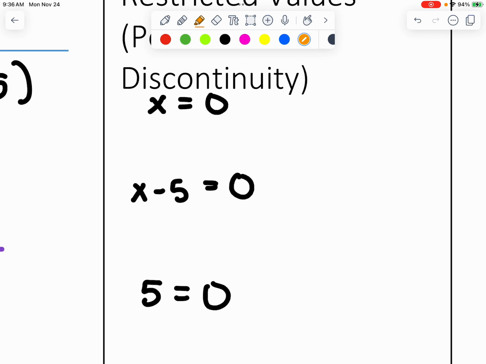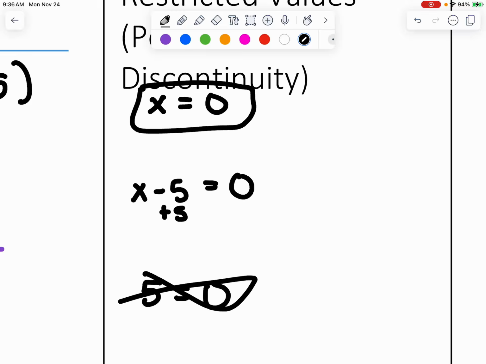They're setting all their denominator factors equal to 0 and solving. So x equals 0 is already solved. X minus 5, make sure you guys add 5, and then 5 equals 0 doesn't make any sense, so cross it off.